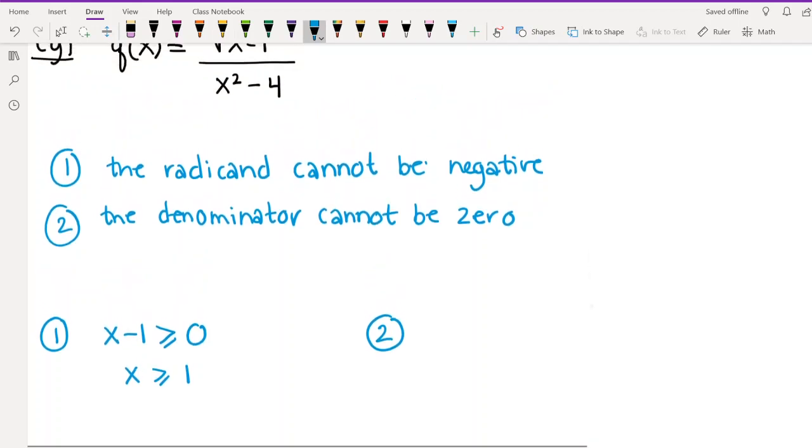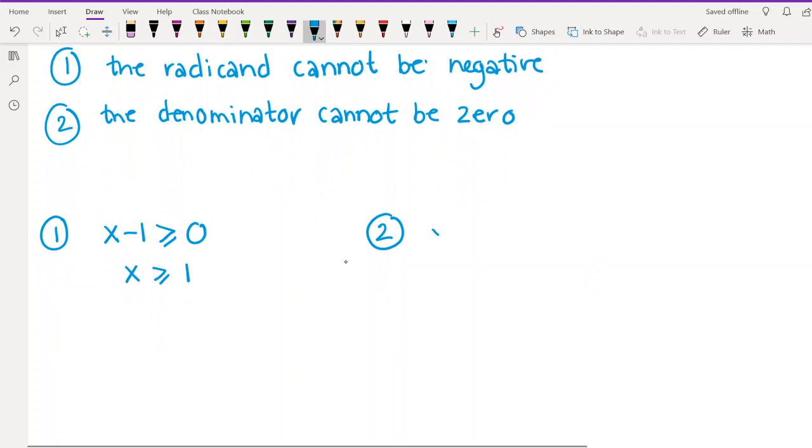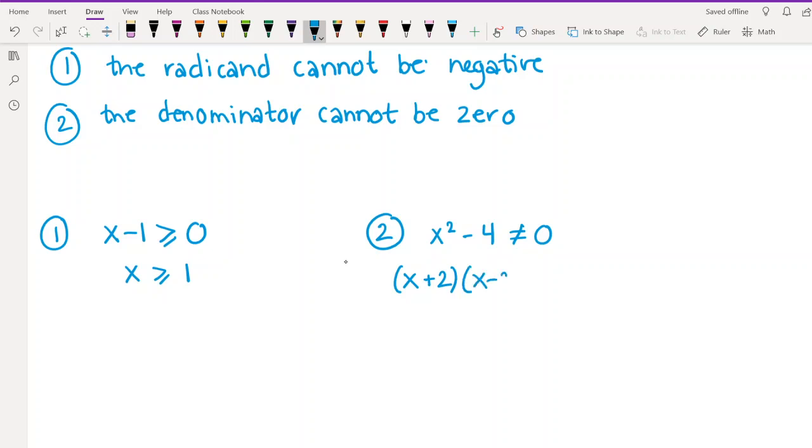And then the second piece is that the denominator cannot be 0. And so that means x squared minus 4 is not equal to 0. We did this one earlier, right? This is the same denominator from earlier. We solved it by factoring. So we said x plus 2 times x minus 2 cannot be equal to 0. And so that meant that x plus 2 cannot be 0, and also that x minus 2 cannot be 0, because if one of those two things was 0, then you multiply them together, you get 0. And so this finally tells us that x cannot be negative 2 and x cannot be positive 2.